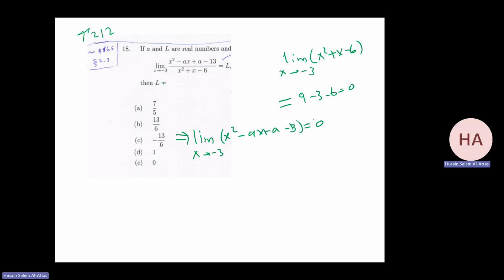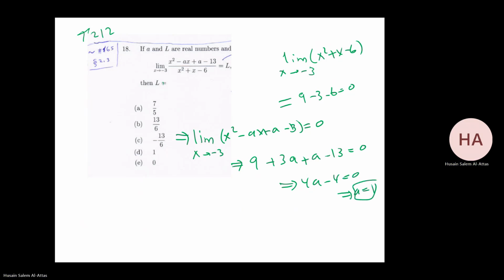I think we did something similar. So that implies 9 plus 3a plus a minus 13 equals 0. So I have 4a minus 4 equals 0. So very clear, a equals 1. Plug it in. I need to find the limit now. So I have the limit as x goes to minus 3 of x squared minus x plus 1 minus 13 over this.